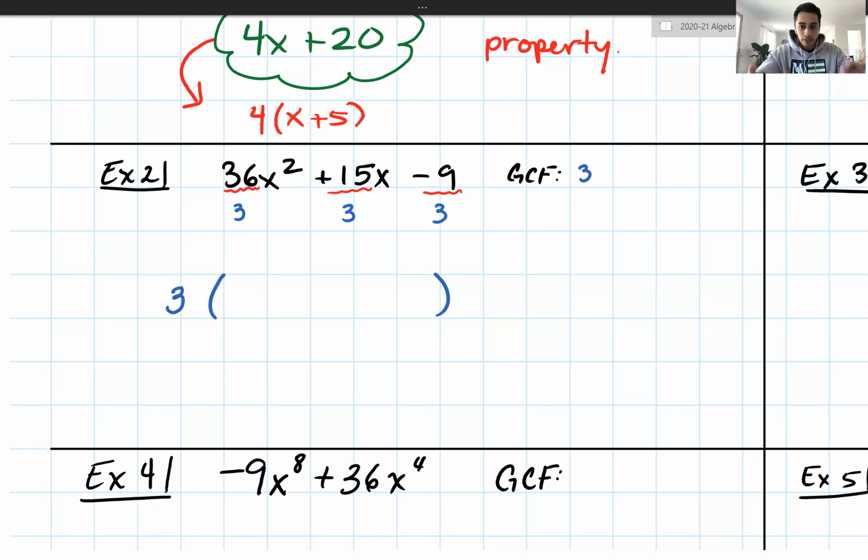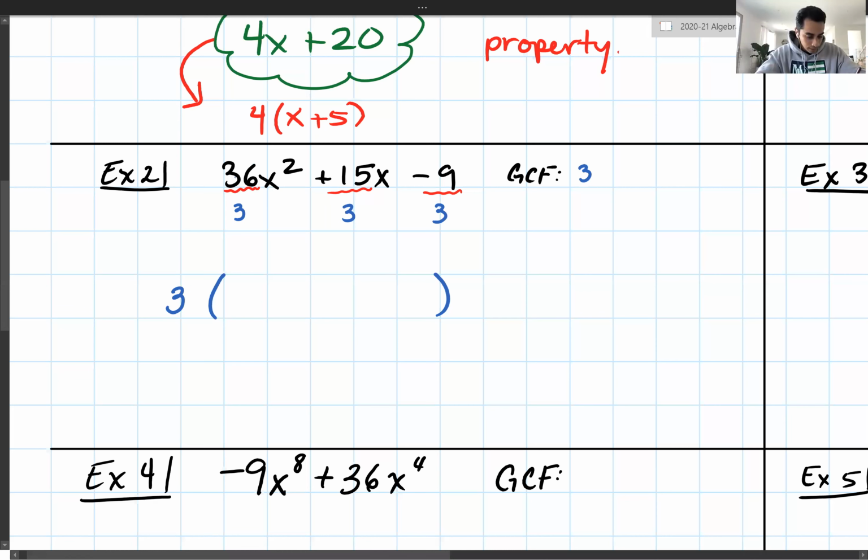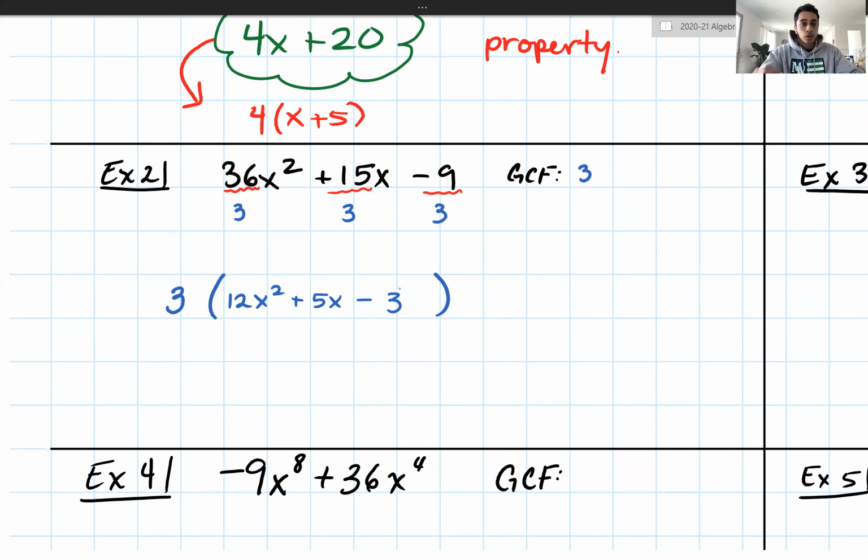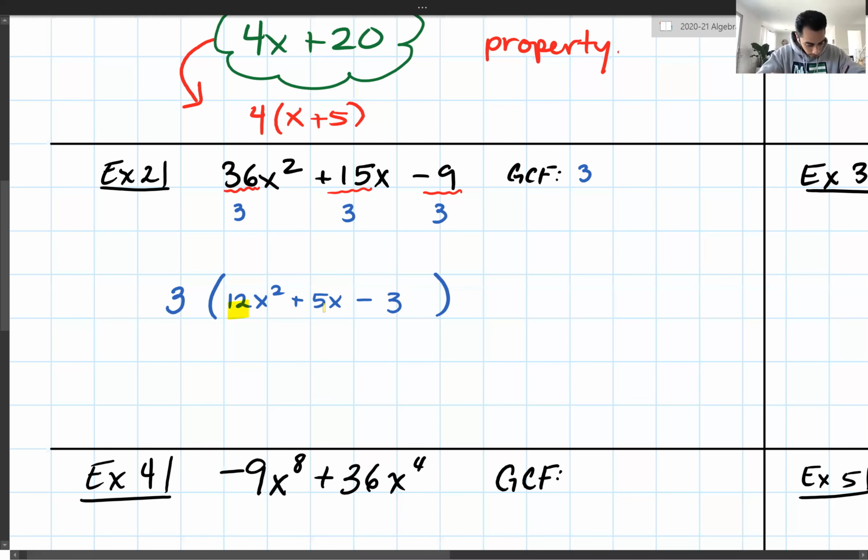So then what we want to do now is try to clean this up as much as we can. 36 divided by 3 ends up giving us 12x squared. 15x divided by 3 ends up being 5x. And then negative 9 divided by 3 ends up being negative 3. Okay? All right. And you know you have factored out the greatest common factor when the remaining factors, 12, 5, and 3, no longer have a factor in common besides 1.